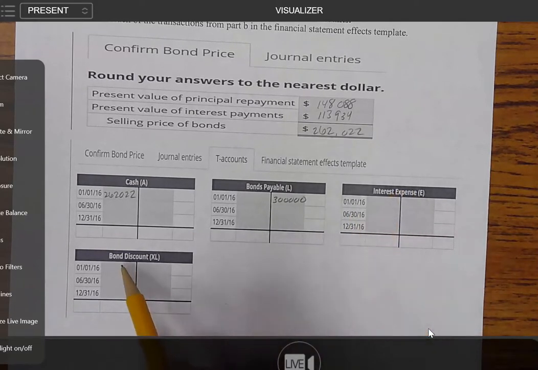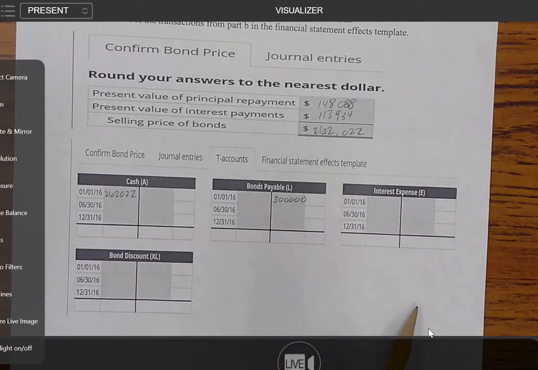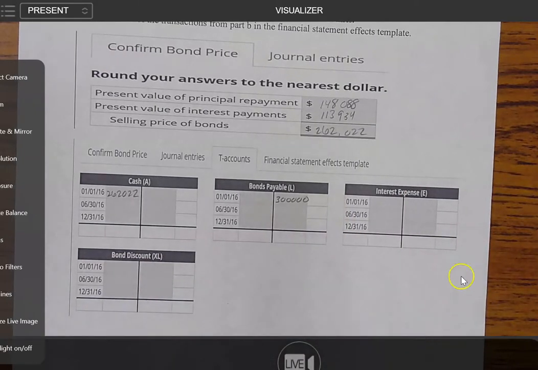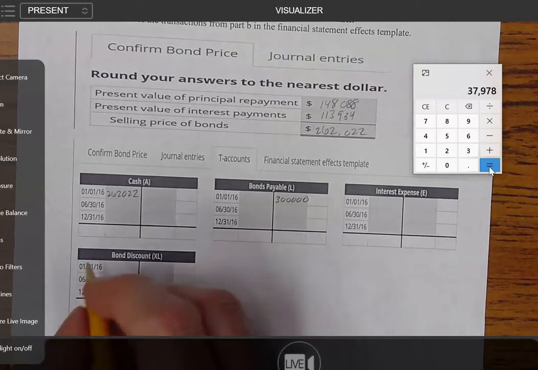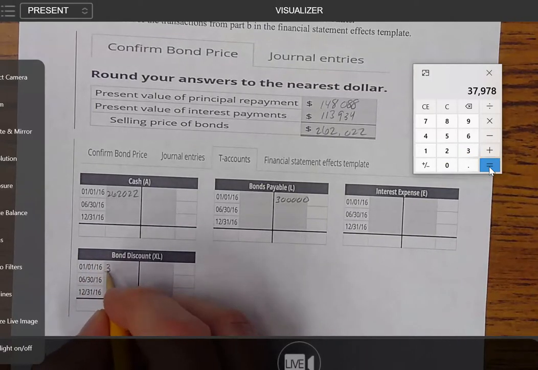But we do have a bond discount amount, and we can calculate the bond discount amount using a process called subtraction. We're going to take the liability amount of $300,000 minus the cash received, and that's going to give us $37,978, and we're going to put that over here.